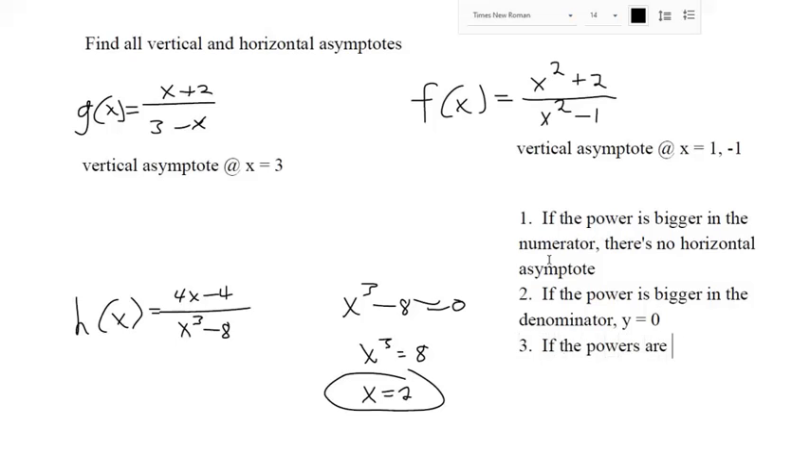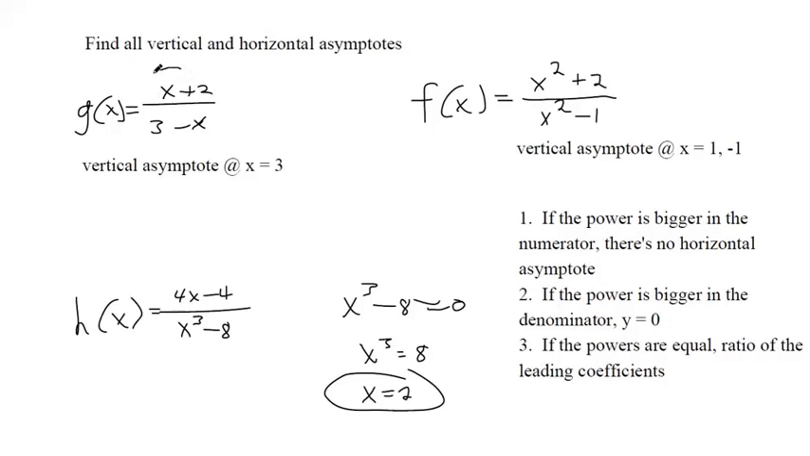If the powers are equal, it's a ratio of the leading coefficients. All that means is that you look at the highest power. So an x to the first power is the highest here. x to the first power is the highest here. This coefficient is the leading coefficient, the number multiplying the highest power. So this is a 1, this is a -1. So it has a horizontal asymptote at y equals 1 over -1, or in other words, at y equals -1, right? Because that's what this is. And that's it. If the powers are the same, then it's a ratio of the leading coefficients.